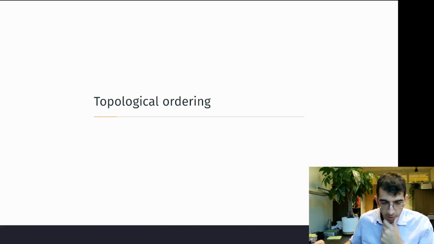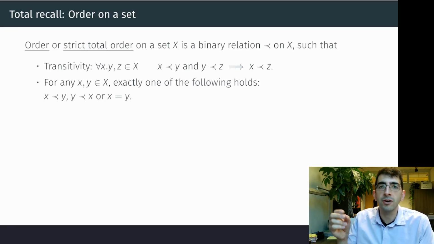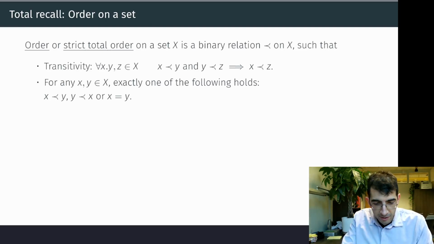So let's talk about topological ordering. And we must first understand what an order is, right? There are more types of ordering than simple numerical ordering, i.e. increasing or decreasing. There are all sorts of ordering in mathematics.